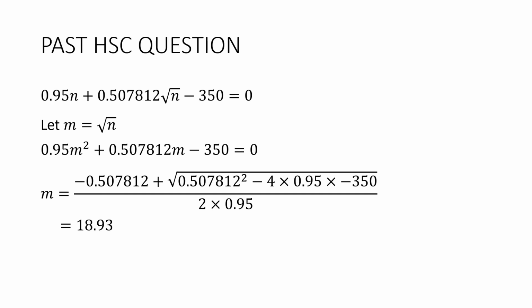I get 18.93. Now, the temptation would be to stop there, but remember m is equal to the square root of n. So in other words, n is equal to m squared, and so n is 358.3. We should sell 358 tickets.